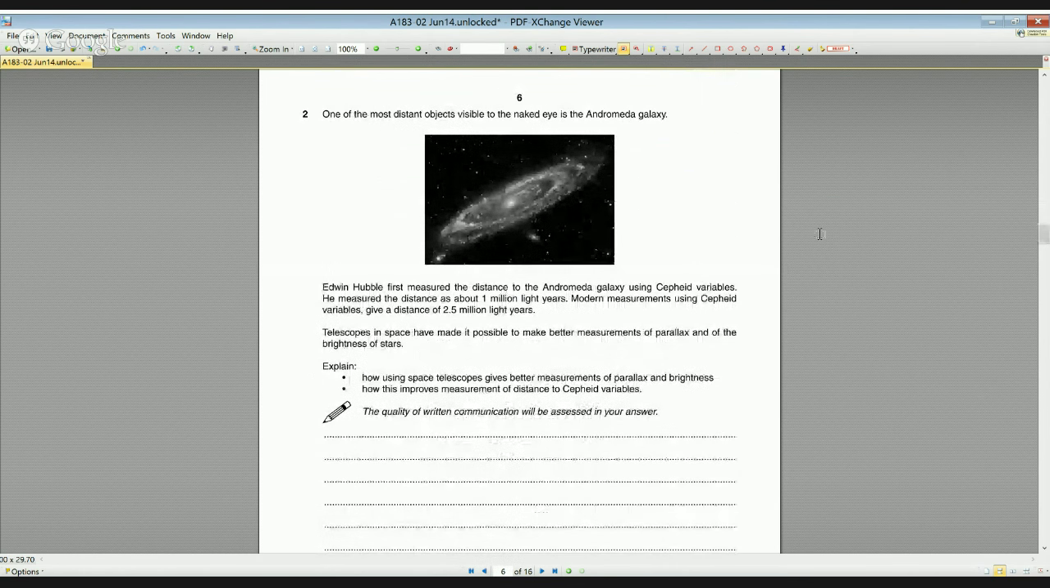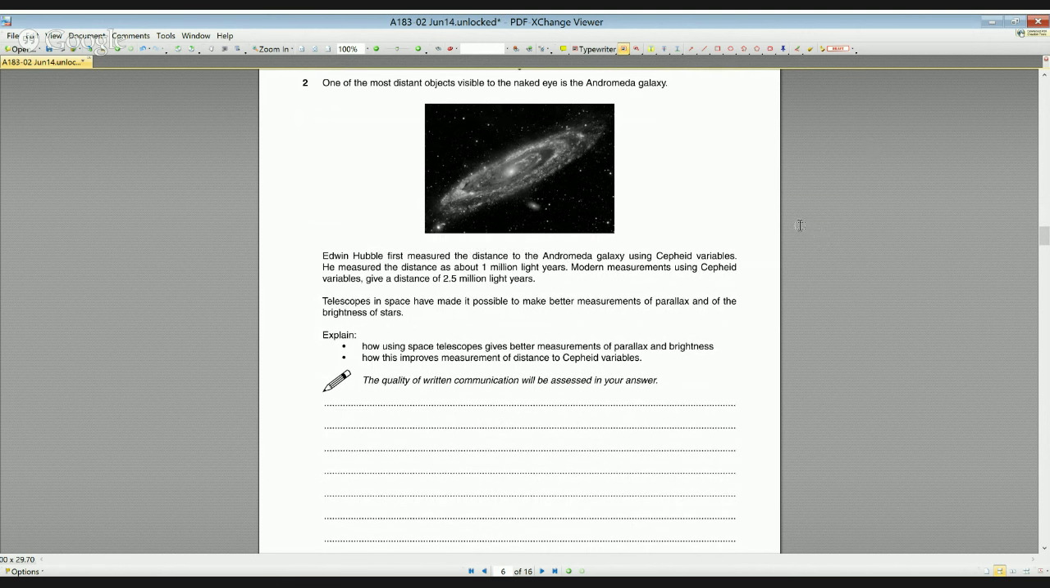Okay, continuing on to question number 2, which is the first of our 6-mark questions. One of the most distant objects visible to the naked eye is the Andromeda Galaxy. Edwin Hubble first measured the distance to the Andromeda Galaxy using Cepheid variables. He measured the distance as about 1 million light years. They've since adjusted that to about 2.5 million light years. Telescopes have made it possible to make better measurements of parallax and brightness of stars.